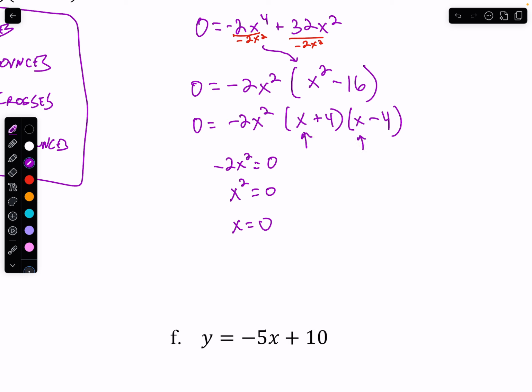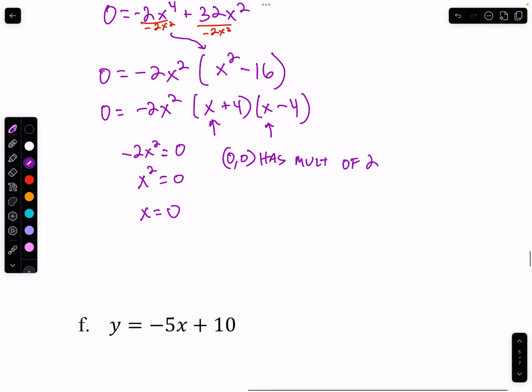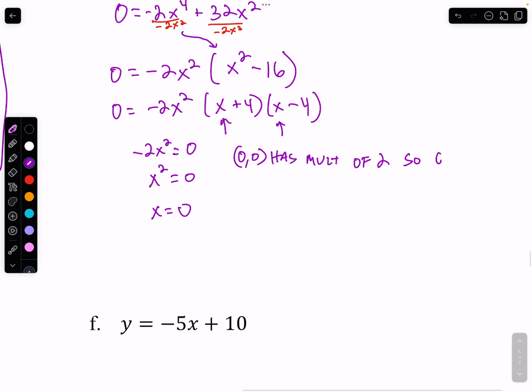So let's write out our answers. We have 0, 0 is an x-intercept, and that has a multiplicity of 2. Because plugging in 0 for x makes this part 0, and the multiplicity there is 2 right here. So the graph bounces because 2 is even.